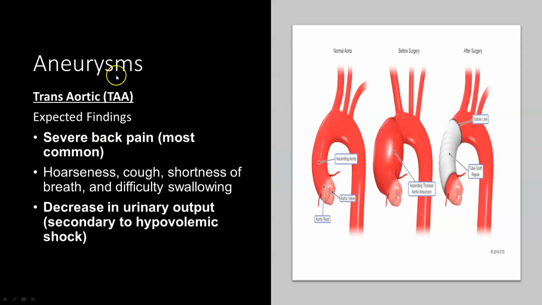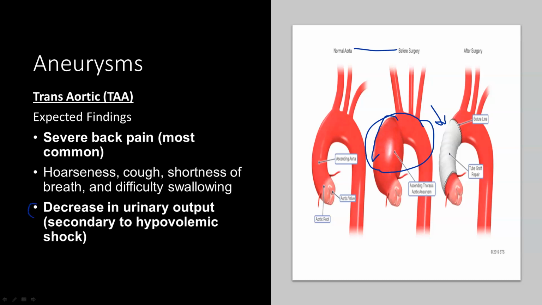So for a TAA, severe back pain is the most common, but you can also have hoarseness, chronic cough, shortness of breath, difficulty swallowing. Think about the location of the TAA. This is right off your heart, so it's right by your esophagus, and now you have more pressure there. And here you can see what happens. We've gone from normal to this outpouching, and now this surgery to repair that.